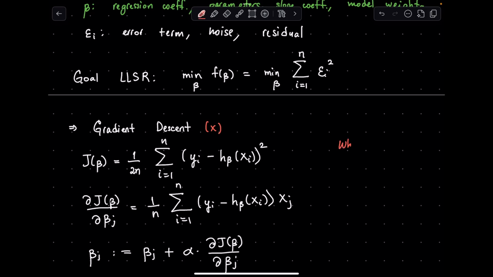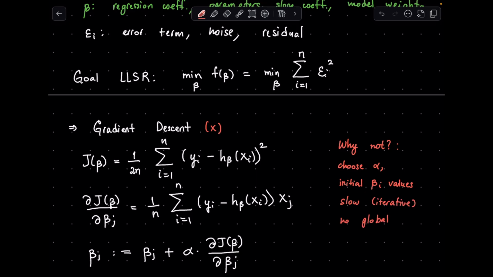So why do I say that this is probably not the best way for a given problem? Well, you have to judiciously choose the step size alpha and set up the initial values, which takes human time. Also, it might be quite slow as it is iterative, and reaching the global minimum is not guaranteed, so we are not necessarily getting the exact solution.